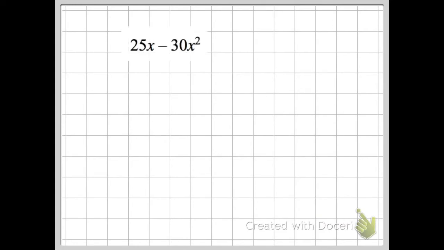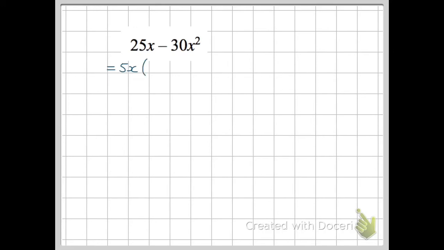Our second example is factorization of an expression. This expression has two terms, 25x and negative 30x squared. Factorization in this case means finding the highest common factor of each term and taking it outside a bracket. So the tip here is to look at the numbers and the letters separately. The highest common factor of 25 and 30 is 5, and the highest common factor of x and x squared is x. We multiply those two together and we get 5x, the highest common factor for this expression.